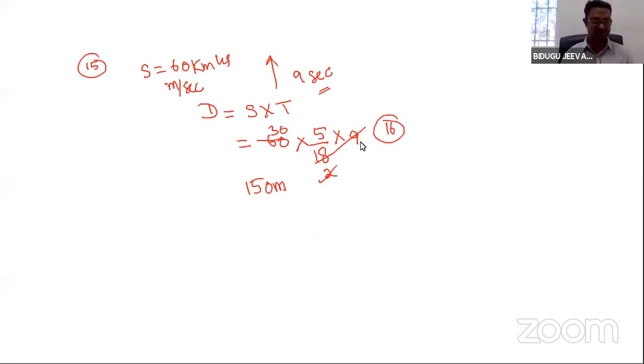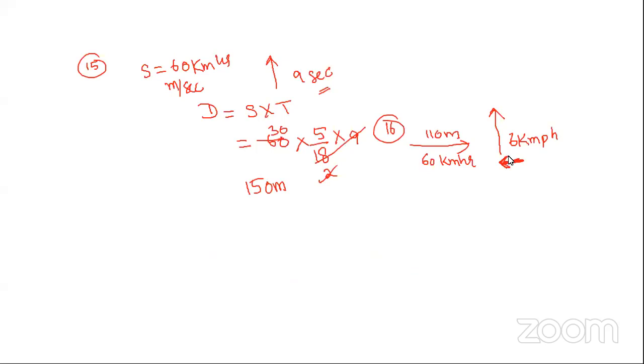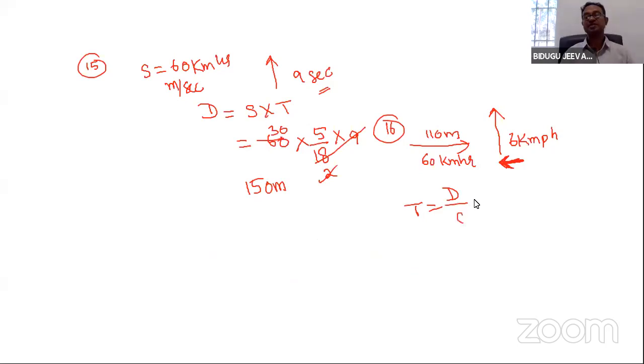Question number 16. A train of length 110 meters is running at a speed of 60 km per hour. In what time will it pass a man who is running? Yesterday we have done this. It is crossing not a stationary man but a moving man, running at 6 kilometers per hour in the opposite direction. So I used to mention this symbol. Which train is going? Now in what time is it crossing? Time is equal to distance by speed. I hope you understood the whole picture, right? Now let me do this one.